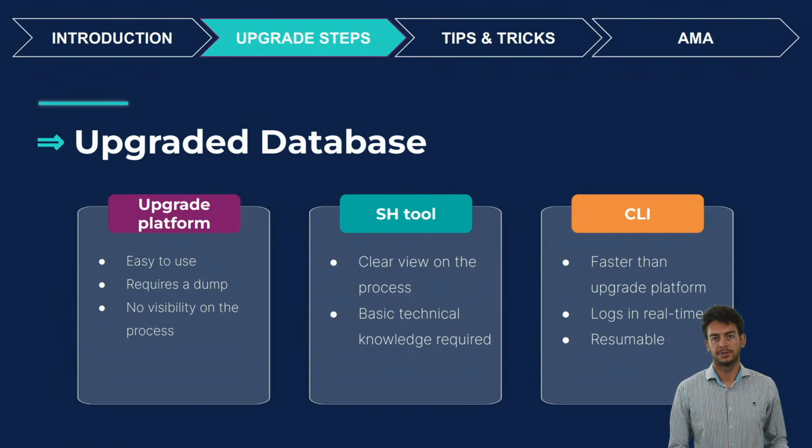So first, the difference between the three methods to get your upgraded database. The upgrade platform is the easiest to use, but it requires a dump of your database, and you have no visibility on the process. This means when you ask for the upgraded database, you are going to receive an email confirming your request, and then at the end, if it fails or if it is successful, you are going to receive an email giving you the results, and if it is successful, giving you the upgraded dump.